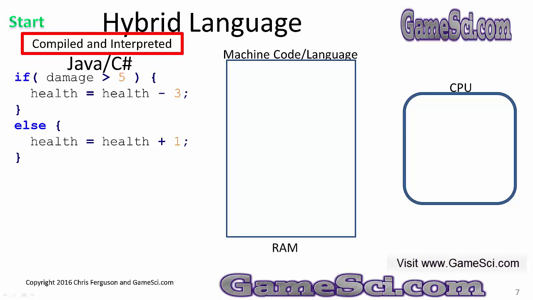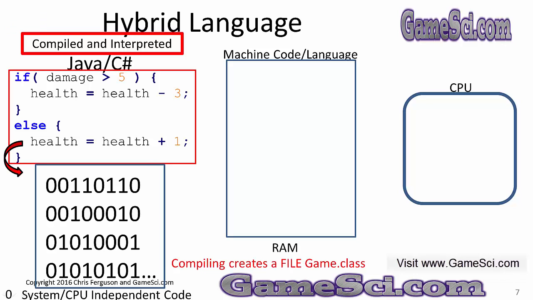Java and C# are examples of hybrid languages. What happens there is a little bit more complicated, but we're trying to get the best out of both worlds. Best advantages of compiled, best advantages of interpreted. In a hybrid language, we compile the program, but this time we're going to compile the program into a CPU or system independent code. Compiling creates a file like game.class. Game.class would be the compiled Java version of this code.